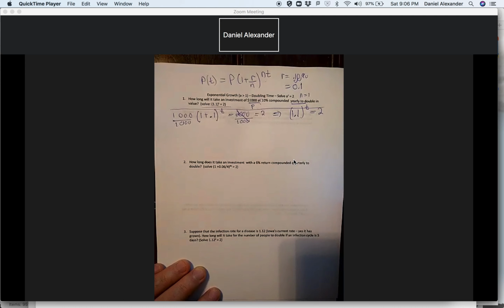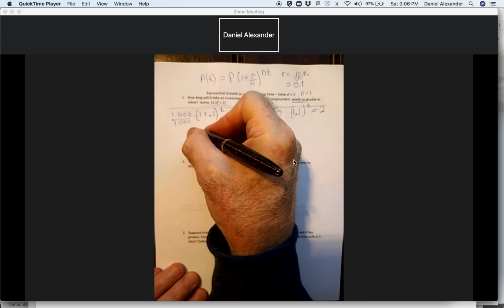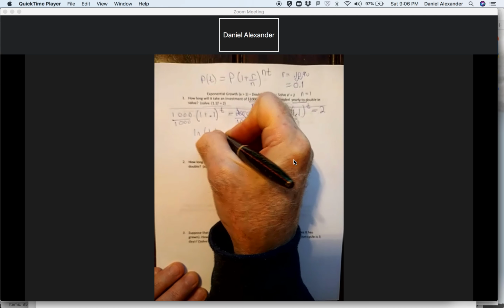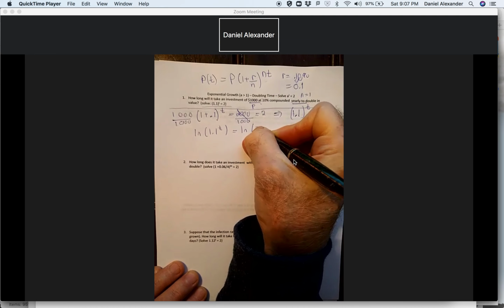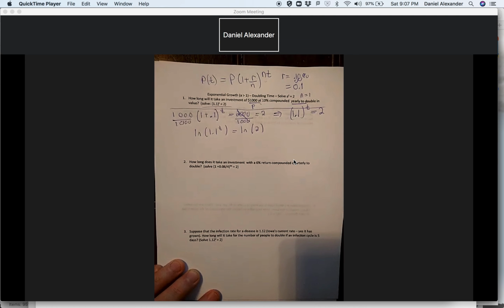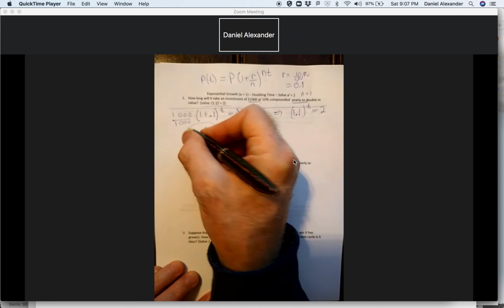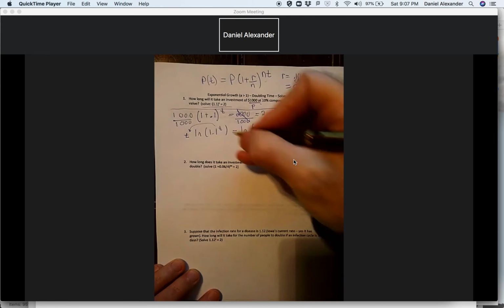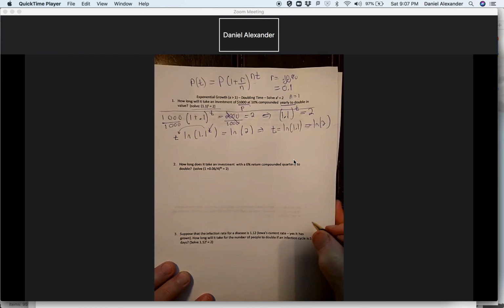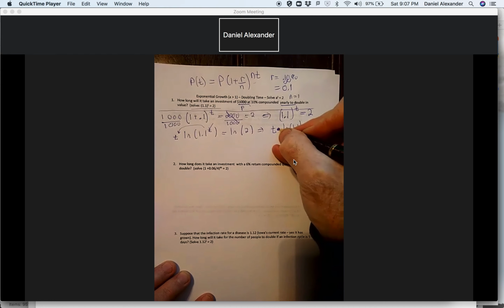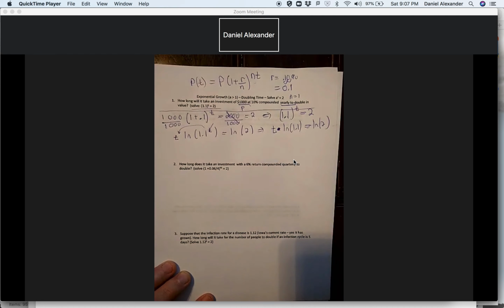Rather than write that as a base, I'm going to take the logs of both sides. I'm going to use natural log today. I could use base 10. So I take the logs of both sides. I get t times log 1.1 equals log 2. That's going to allow me to bring the t down. So my equation now is t times natural log 1.1 equals natural log of 2. And so I'm just going to divide both sides by natural log 1.1.